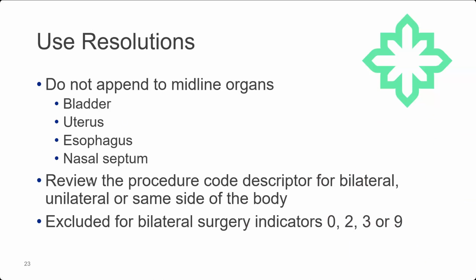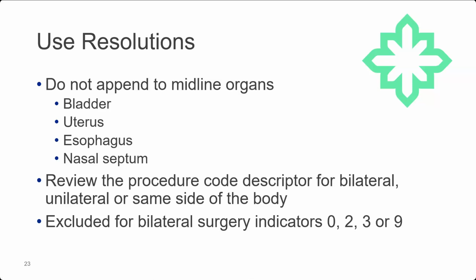Always take time to review the code descriptors. Look for the word bilateral, unilateral, or same side of the body. If it has those words, we don't necessarily need those modifiers. And in many cases, when it has those words, by appending the modifier, you're actually causing the problem, which means the claim is not going to process, and it's going to defeat the purpose of what you're trying to do with it. Also, if you look at the bilateral surgical indicators and you're seeing 0, 9, 3, 0, 2, 3, or 9, then don't use it.